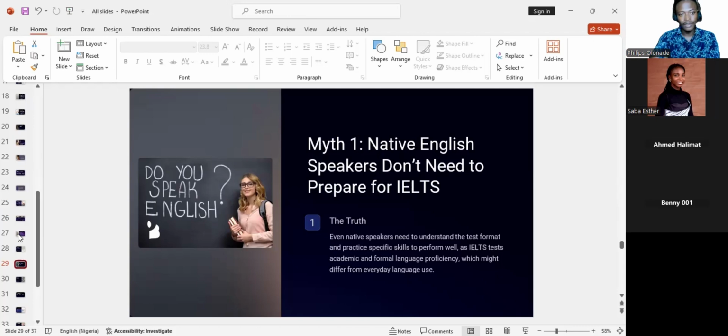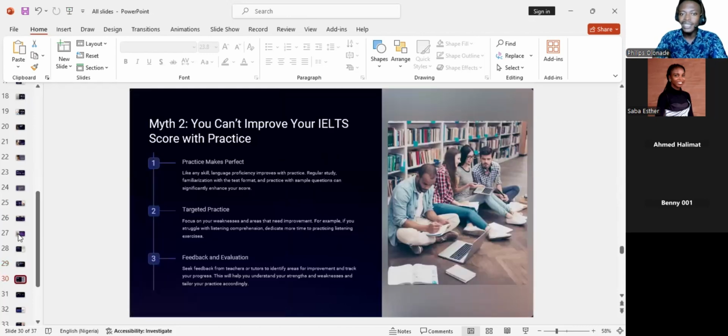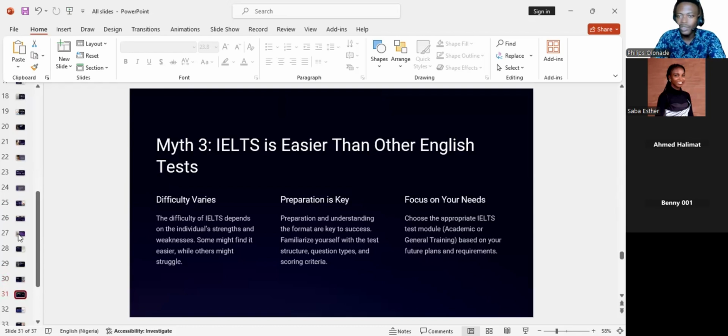So that's a myth. Next myth: you can't improve your IELTS score with practice. You can, and we can help you do that with practice, with feedback and evaluation. Then, IELTS is easier than other English tests. Well, it depends on your strengths. IELTS is actually not as difficult as some.